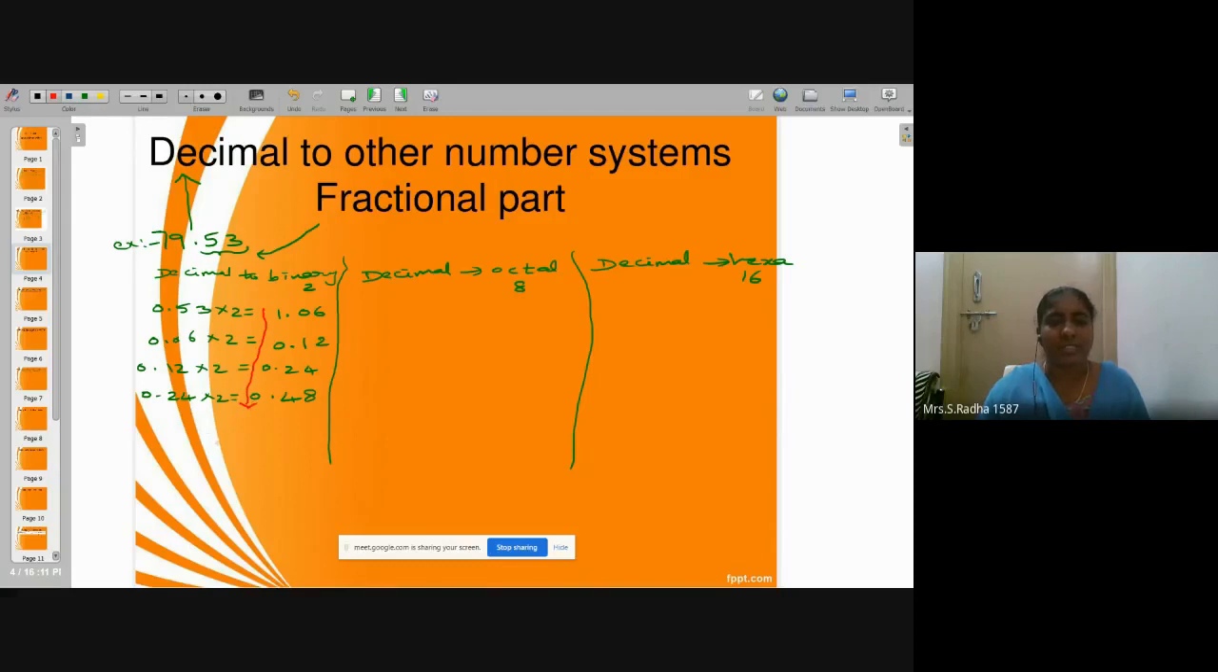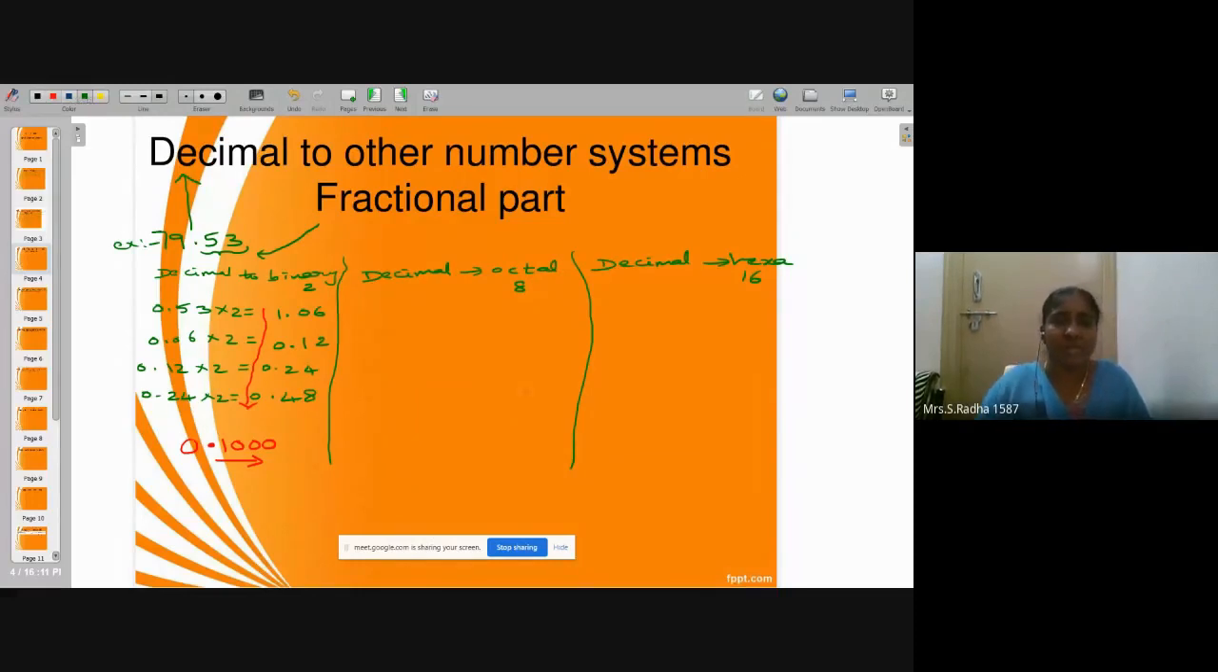Now the value after the decimal is 1, 0, 0, 0, and like this, 3-4 times you have to do the multiplication, and this is the equivalent value in the binary number system. After the decimal point, the values are taken in a top down approach, the arrow mark I have drawn in red color. So in that fashion we have to do.